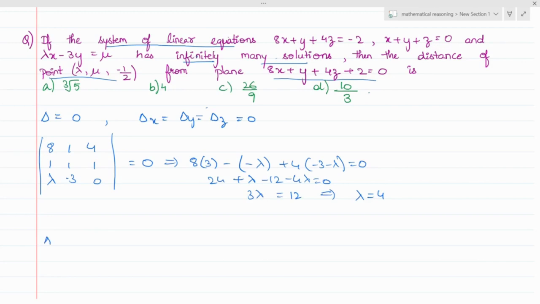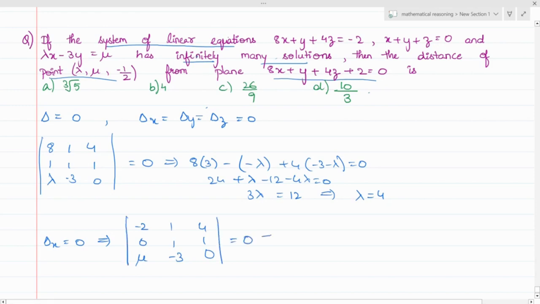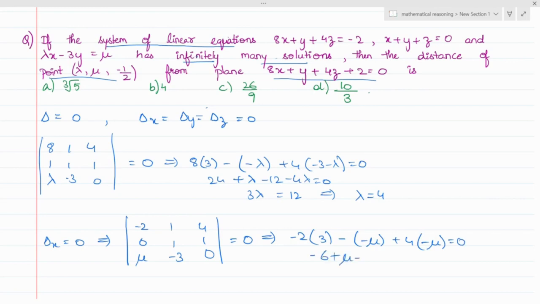Next, let's use delta x is equal to 0. So instead of x coefficients, substitute the constants. So it becomes minus 2, 0, mu, and the remaining two columns will remain as they are. So just find the determinant and equate it with 0. You will get minus 1 minus mu plus 4 minus mu equal to 0. So it becomes minus 6 plus mu minus 4 mu equal to 0, and 3 mu equal to minus 6, and mu is equal to minus 2. So we got the values of lambda and mu.